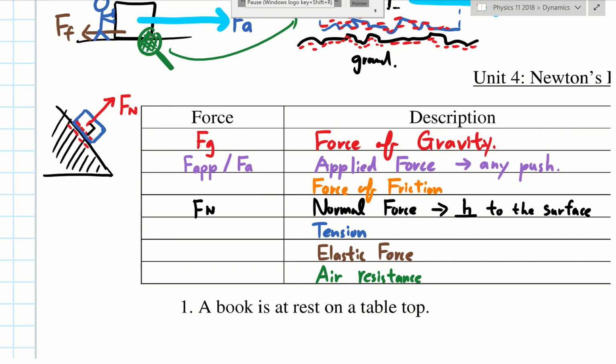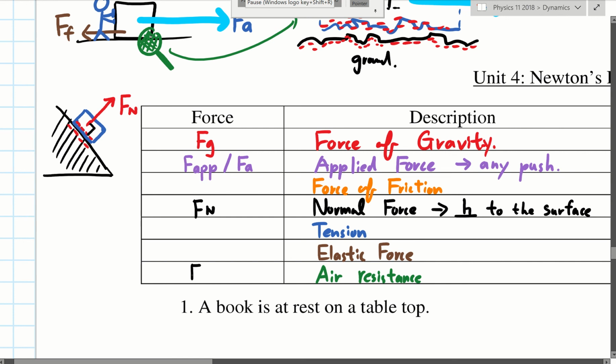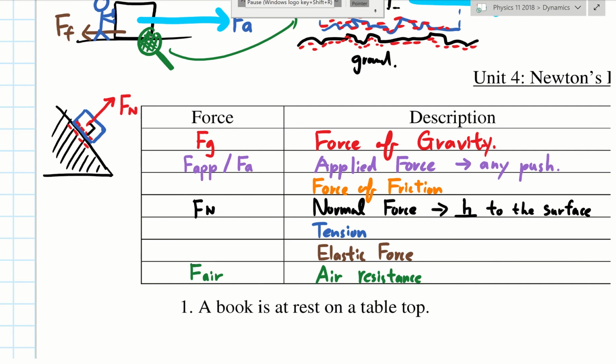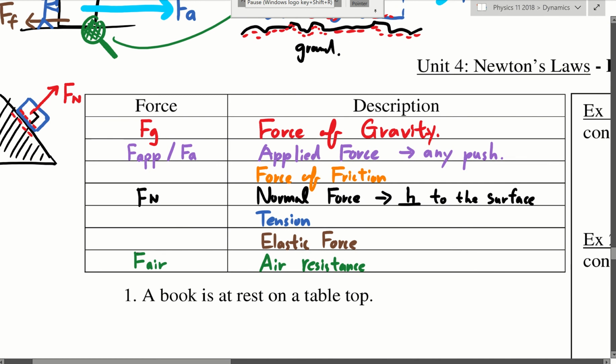Okay, now we have another one. We are jumping around a little bit, I know that. F air, I call that air resistance. This is the air molecules slowing you down, because air molecules are also made of protons, neutrons, and electrons. So they also have electrons repelling you as you go through the air. Now, air resistance has a tendency of getting stronger as you move faster. The faster you move, the stronger the air resistance is.